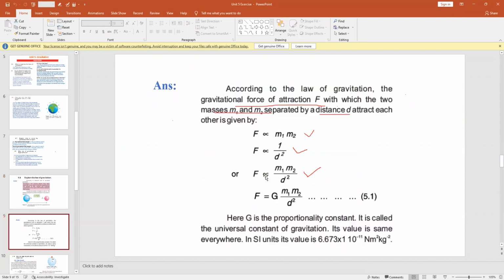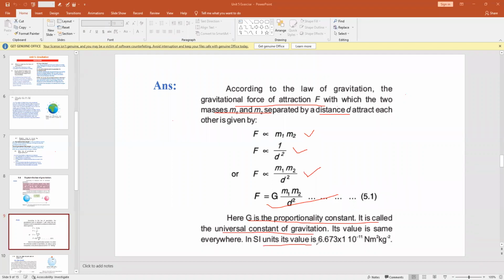So by adding these equations, you will get F is proportional to m1 m2 by d squared. So this is F equals G m1 m2 by d square. This G is the proportionality constant. It is called the universal constant of gravitation, and its value is the same everywhere.